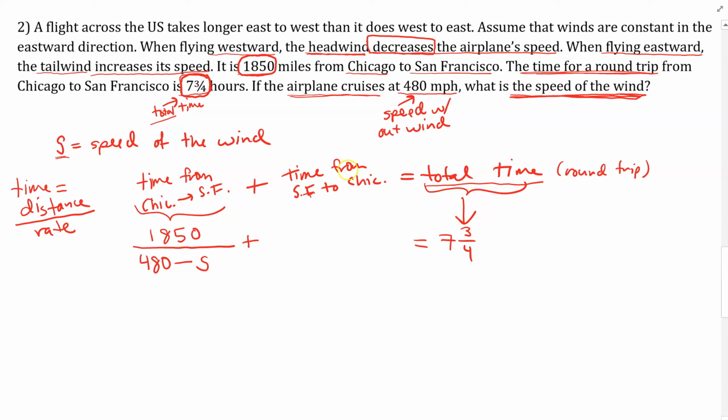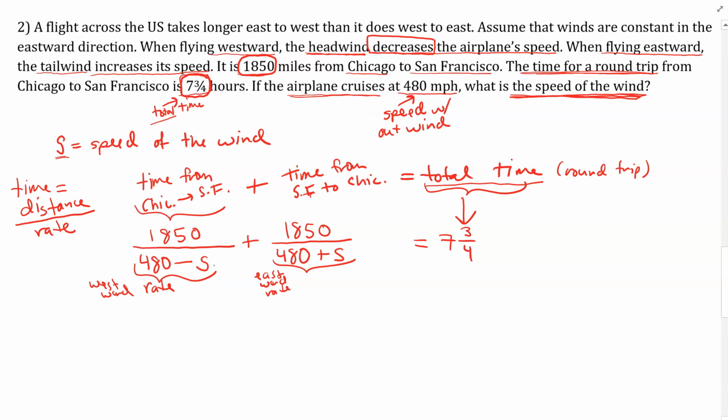Okay, now for going from SF to Chicago, it's the same distance, 1,850 miles, but now you're flying with the wind, so we call it a tailwind, and instead of subtracting from the plane's speed, it adds to the plane's speed. So this is kind of the rate going west. We can maybe call it the westward rate, and then this is the eastward rate. And we can tell that this one will be faster than that one because I'm going to add the wind to it, and this one I'm going to subtract the wind from it.